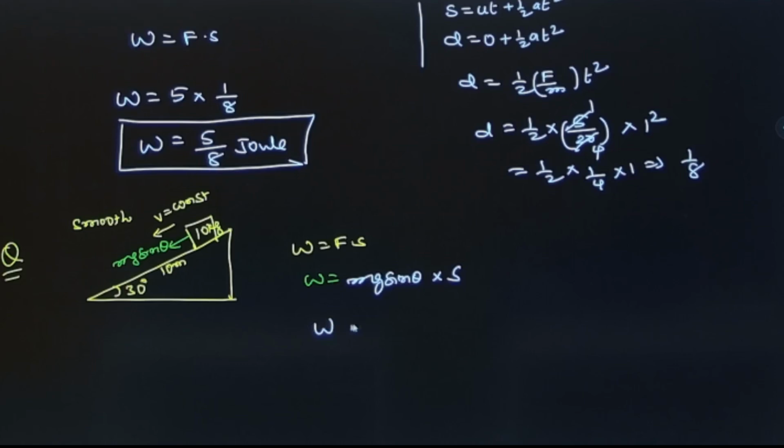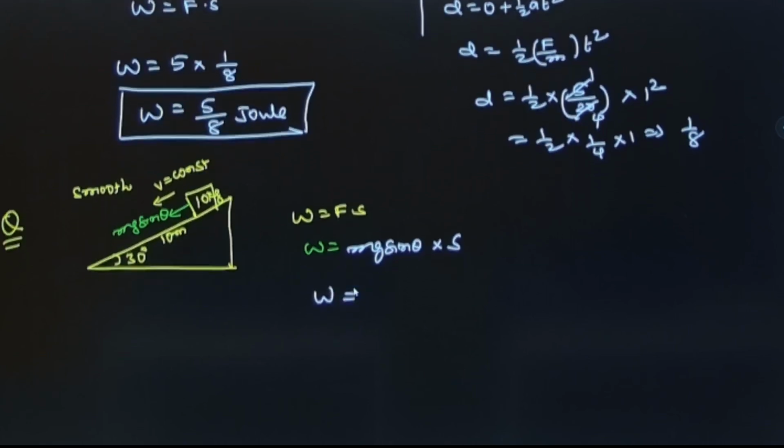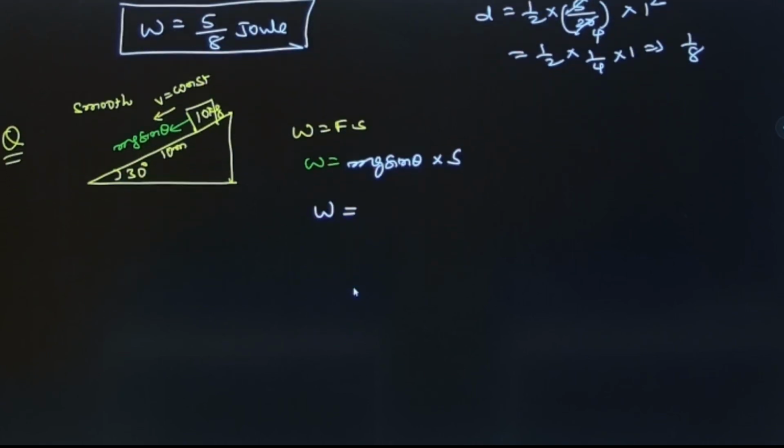Now you can substitute this. What's the answer you are getting? See, it's 500 joule of work done by the gravity. Work done by the gravity.